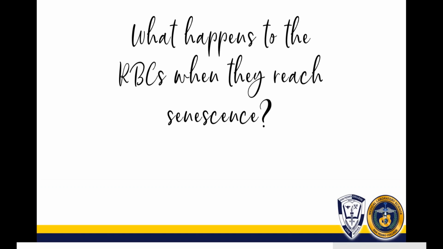Now, next question will be what happens to the RBCs when they reach senescence? Senescence is old age. Remember that RBCs will serve a lifespan of about 90 to 120 days. So when RBCs reach that 90 to 120 days, of course, they become aged. So what happens to an aged RBC? Will there be a change in the characteristics of the RBC? Will there be a change in its shape, in its deformability, and whatnot?